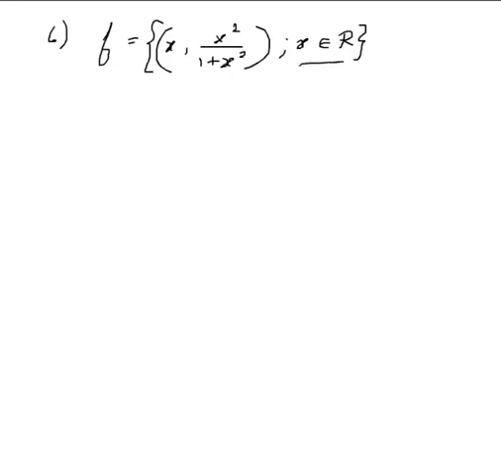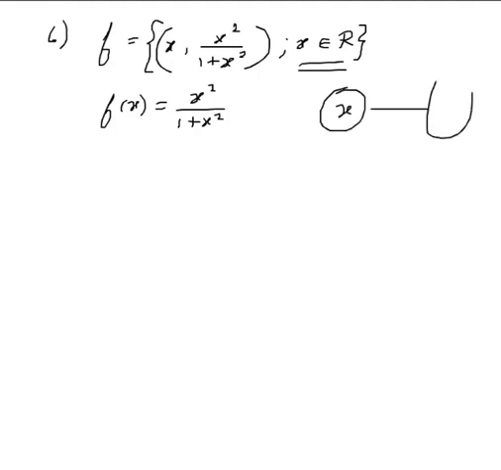So the domain is given here. x belonging to R is the domain. f of x is equal to x square divided by 1 plus x square. That is, x is related to x square by 1 plus x square. This is our f of x. Now, if you see this function, I can say that it is positive because you have only x square terms. So we know that f of x is positive.